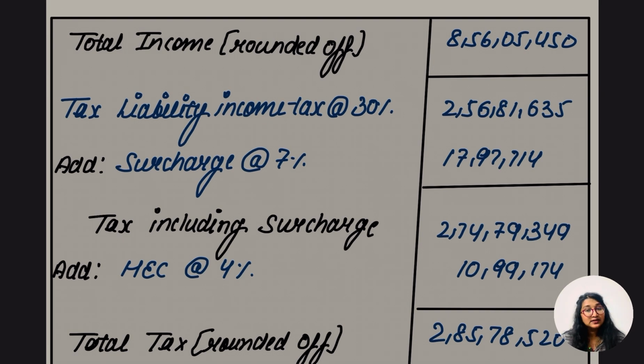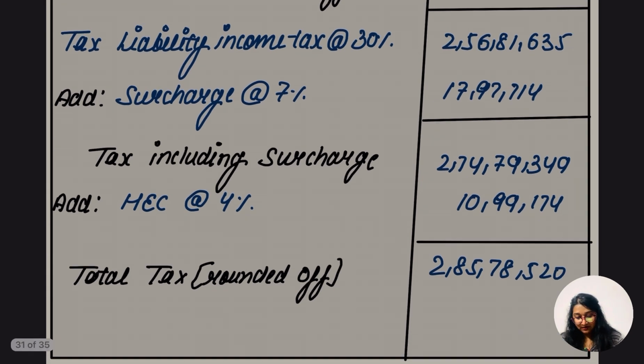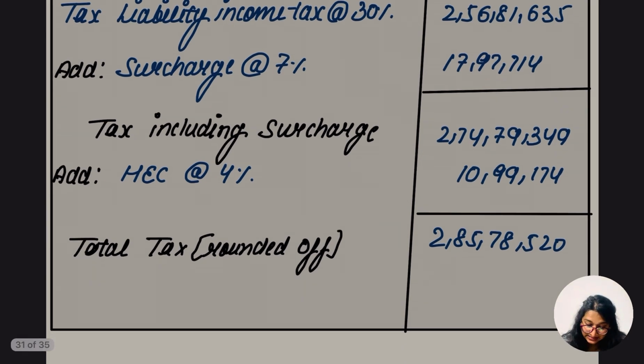25681,635. Okay, surcharge is to be added, right? We know this. So 1797714. Okay, so add back, the total taxable amount is 274,79349. Okay, and HEC, which is the important part for computing the tax liability, 4%, 109174. So 285,78520. 2 crore 85 lakh 78,520 is going to be the total tax amount.